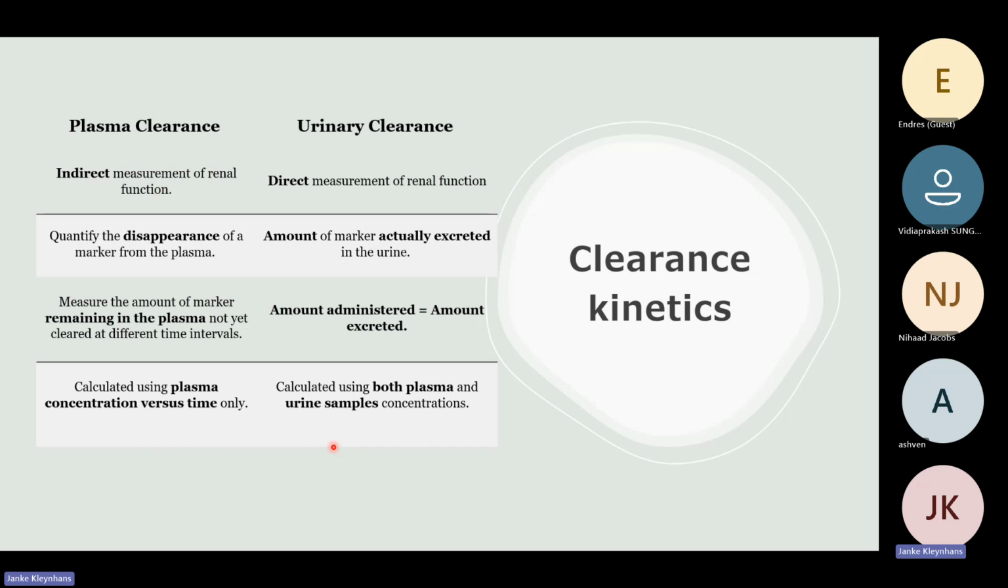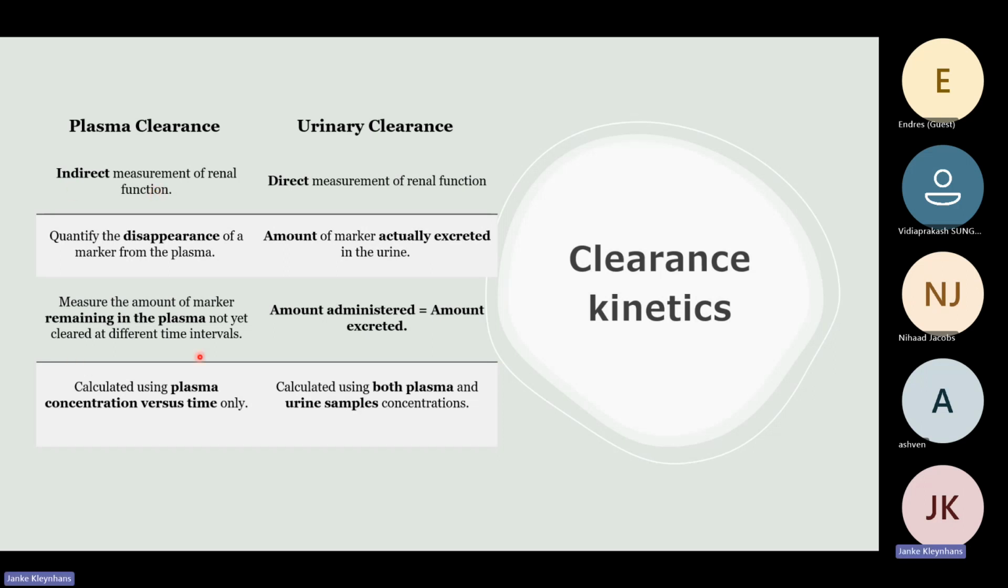So we can have plasma clearance and urinary clearance for GFR. With radiopharmaceuticals, we mostly use plasma clearance. We do not take samples of the urine at certain time points and then measure, but you could also do that, of course. So plasma clearance is always indirect. It is the disappearance of the marker from the plasma, taking into account that it has one compartmental model pharmacokinetics. So we assume you inject it into the central compartment, and what is not in the plasma is actually excreted already. And that's how you can then quantify GFR measurements.